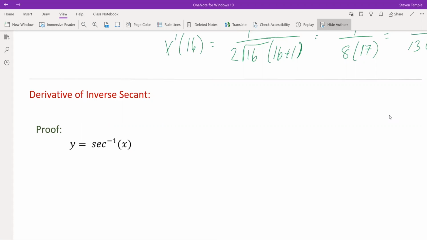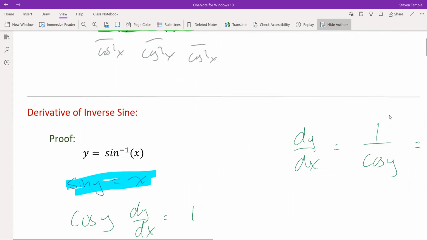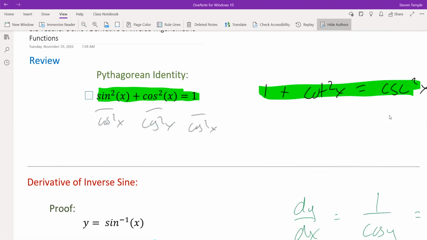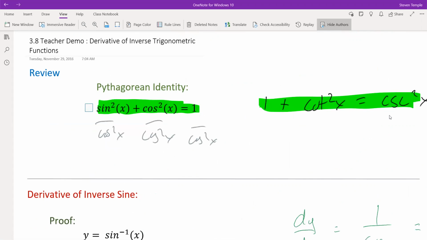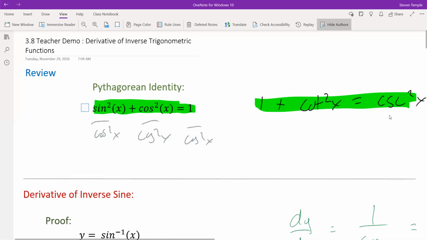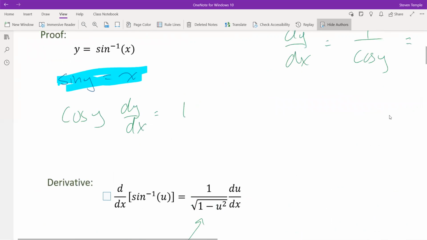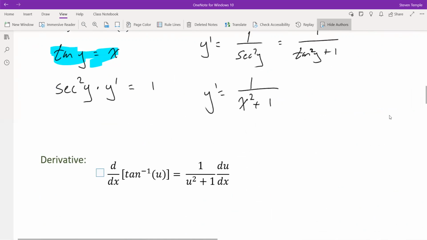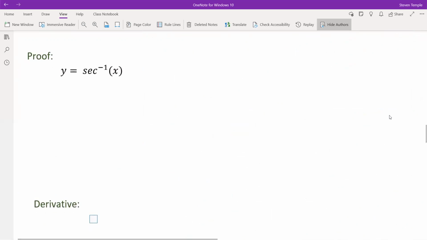Welcome back, Calc students. We are in the second part of this tutorial, and we're going over the derivative of inverse trigonometric functions. We did talk about the Pythagorean identity and the other two that are associated with it. We reviewed the inverse sine function, we also did the inverse tangent, and now we're going to take a look at the inverse secant.